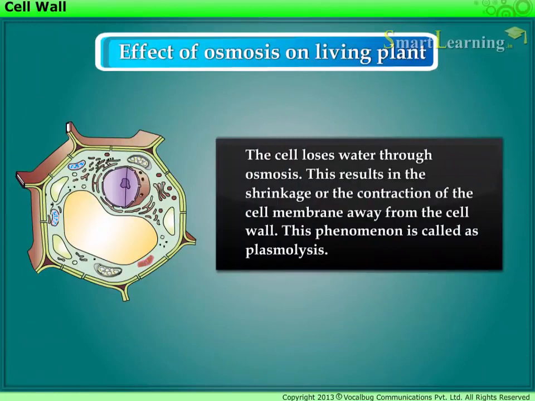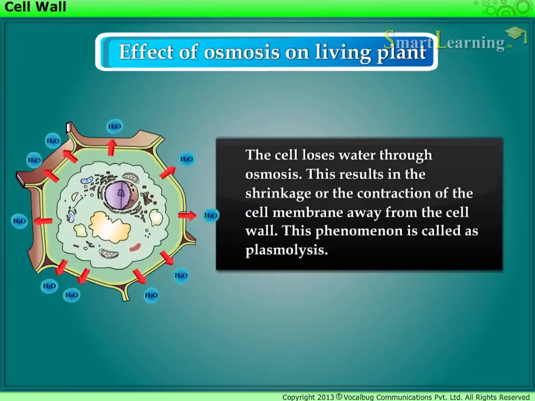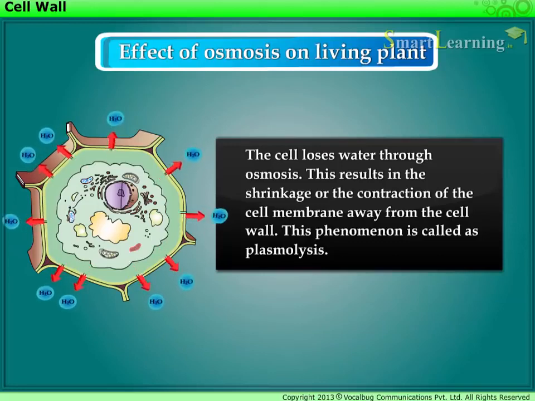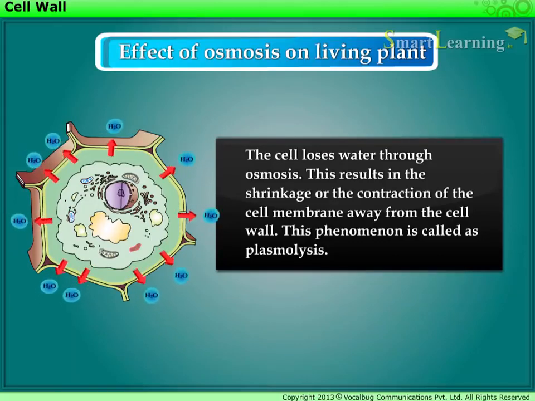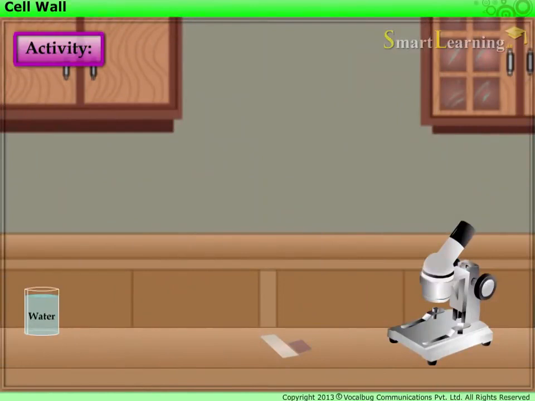We know that the living plant cell loses water through osmosis, resulting in the shrinkage, or the contraction, of the cell membrane away from the cell wall. This phenomenon is called plasmolysis. To observe this, let us perform an activity.